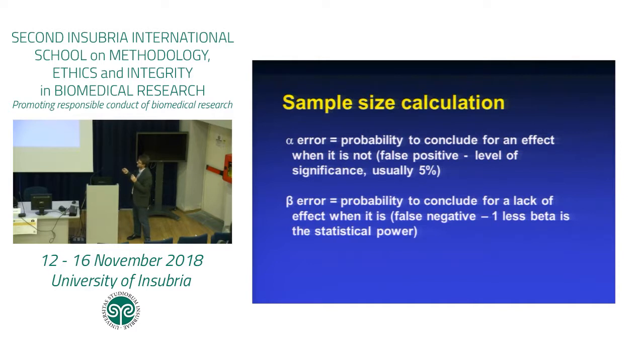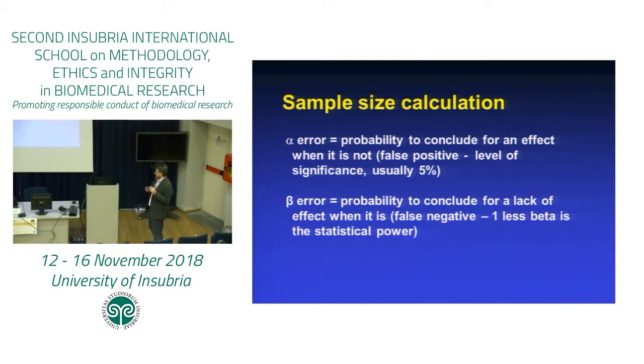If you are a patient and the surgeon says to you, oh, we'll do this intervention, you have a 5% probability that it's not the good intervention, would you say, oh, good, or no? Or I will give you this drug, I have a 5% probability to say that the effect is not for you.